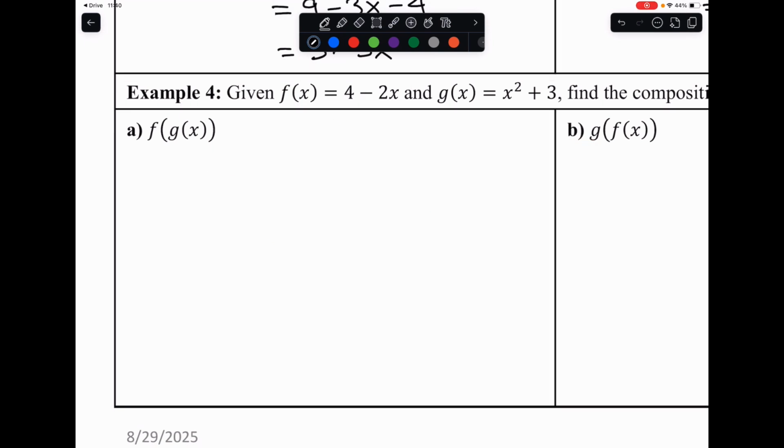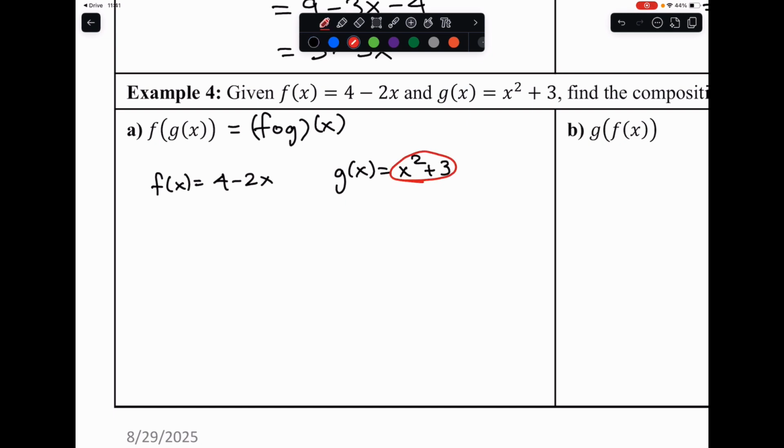Okay, so let's now look at the next example, example 4, part A. So again, the notation is a little bit different. I rewrote it as f of g of x, which again is just fog. So we have the fog of x, which means we want the function on the right to be plugged into the function on the left. So I'm going to write f first on the left side. I'm going to write g second on the right side. And we're going to go from right to left. So I'm going to plug all of this into this x right here.